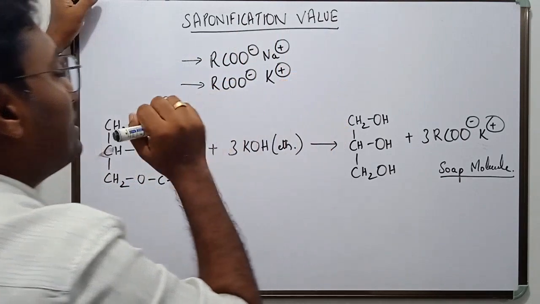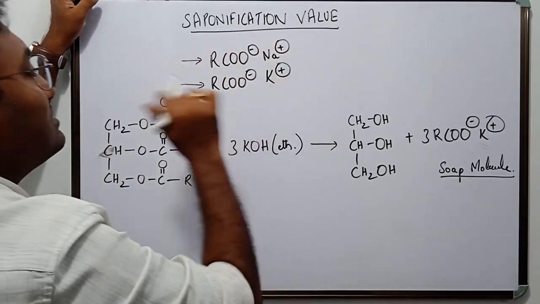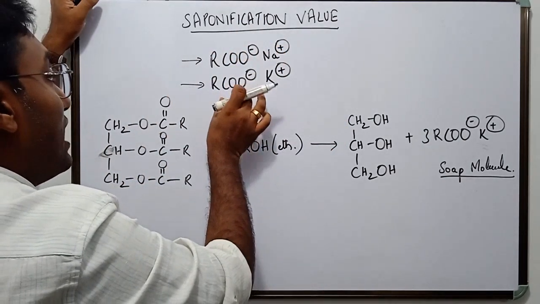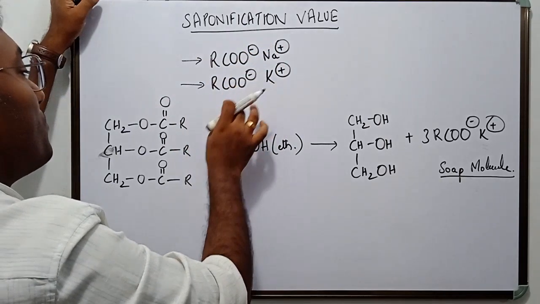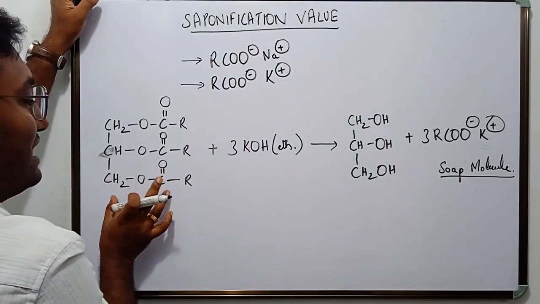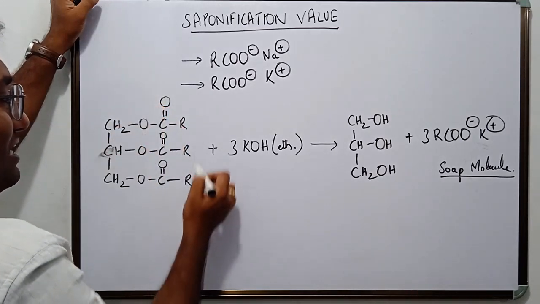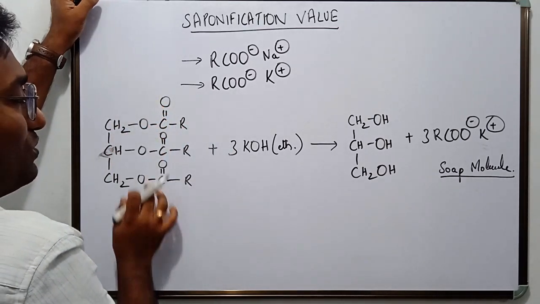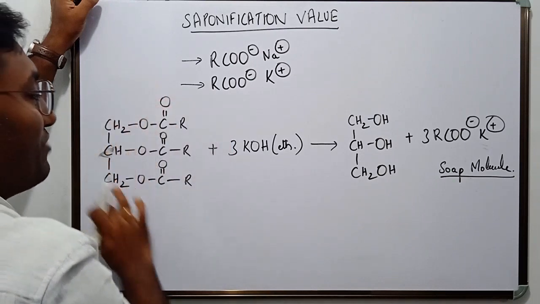Question number 2, what is the source of a soap? What is the source of soap molecule? The answer is that the source of soap molecule is a triglyceride molecule. It is a triglyceride molecule, this one. It is a fat molecule. The triglyceride molecule is called a fat molecule.